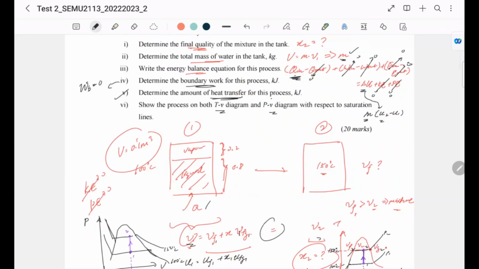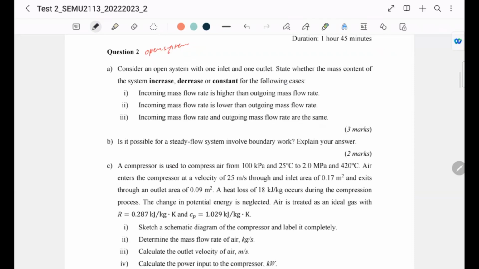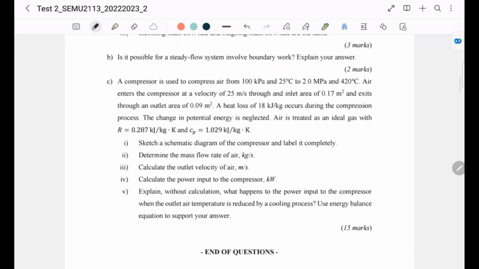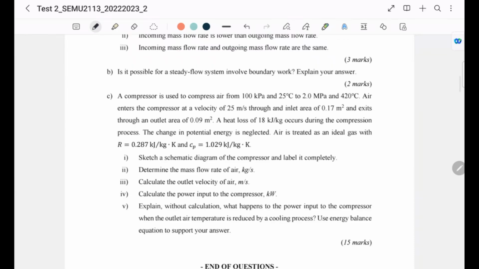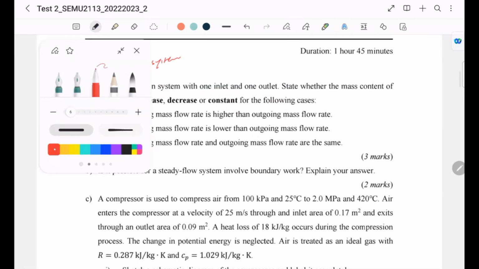Okay. So next, let's quickly, well, it's already 11, so I'm going to take a bit more time just to finish going through question number 2 here. Question number 2 will be on the open system. So here the question is slightly different. Parts A and B are more theoretical, and then C is a calculation. So let's go one by one.